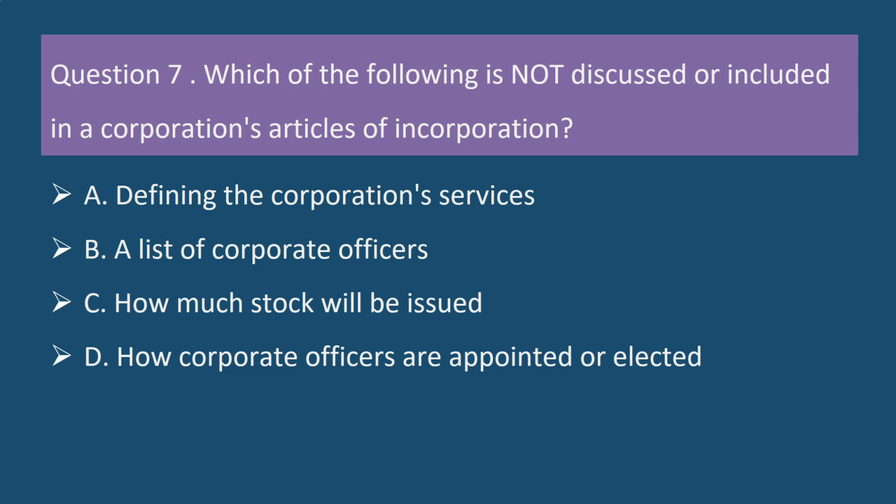Question 7. Which of the following is not discussed or included in a corporation's articles of incorporation? A. Defining the corporation's services. B. A list of corporate officers. C. How much stock will be issued. D. How corporate officers are appointed or elected.